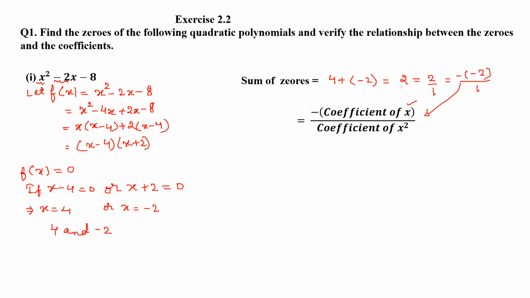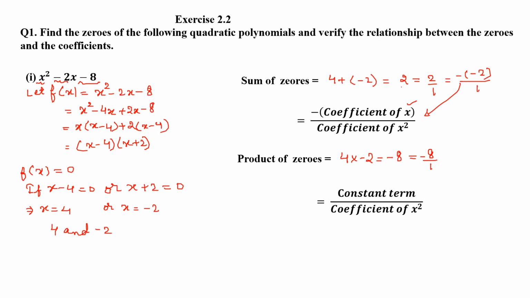Clear? Now next we have to see the product of the zeros. Product of zeros means we have to multiply. So 4 into minus 2, you will get minus 8. This further I can write as minus 8 by 1. And minus 8 is the constant term and 1 is the coefficient of x square. So here it is constant term divided by coefficient of x square. So my relation is also verified: the sum of zeros is minus of coefficient of x by coefficient of x square, and the product of zeros is constant term divided by coefficient of x square. So like this you have to find the zeros and then verify the relation.